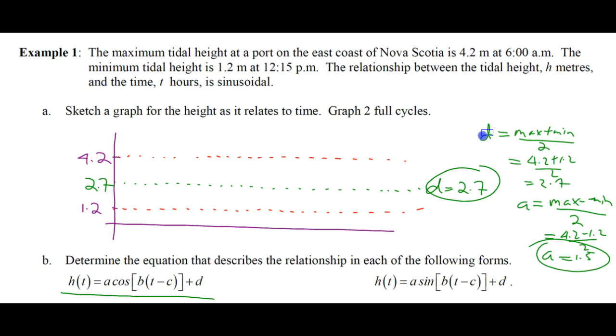All right, now what? We got 4.2 meters at 6 a.m. Okay, so I'm going to need a scale here. And then the minimum is at 12 p.m. So from a maximum to a minimum is how much of a period? Half. And how many hours is that? From 6 a.m. to 12 p.m. it's about 6 hours. So that's half, so the period's about 12 hours. So we need to graph about 24 hours, right?